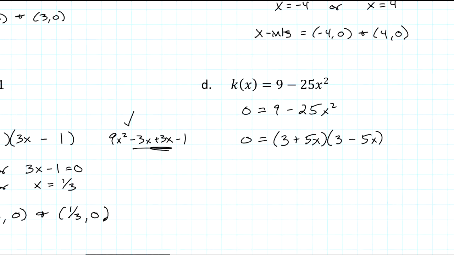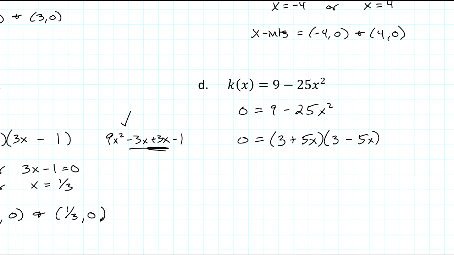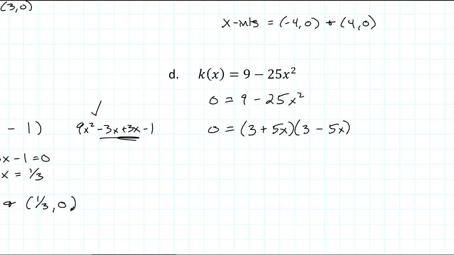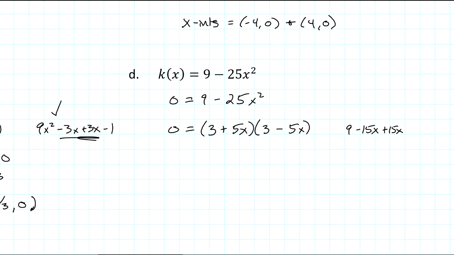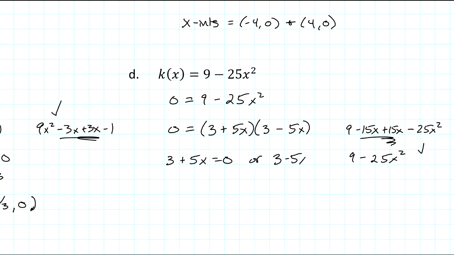You can see that this should FOIL out as, if we FOILed this, we would get a 9, and then we would get a minus 15x and a plus 15x, and then a minus 25x squared. The middle terms would cancel, giving us a 9 minus 25x squared, just like we want. So this works. So we have 3 plus 5x equals 0, or 3 minus 5x equals 0.